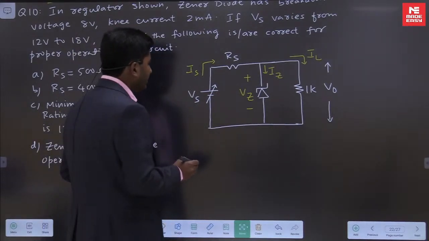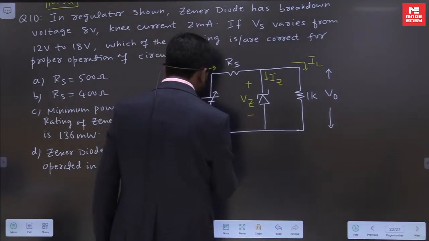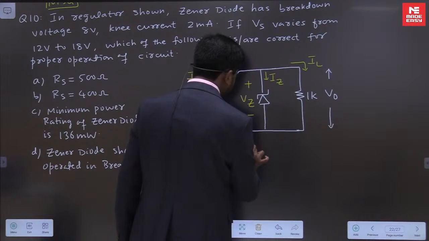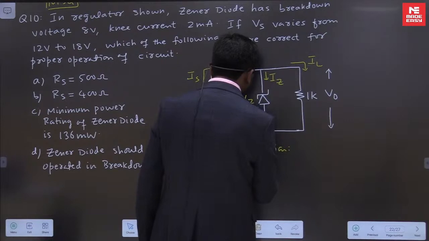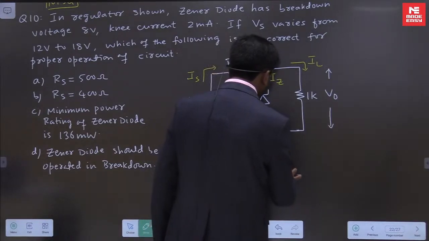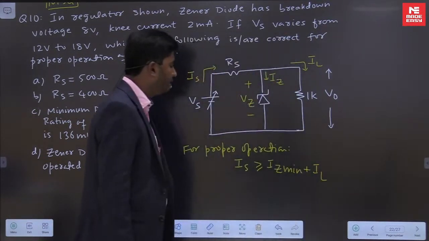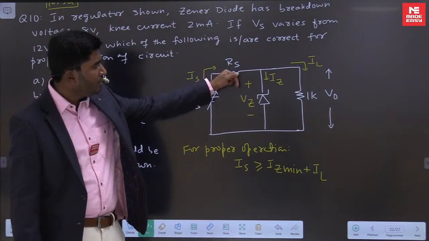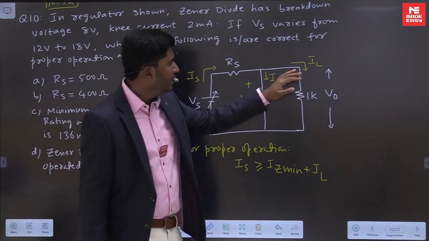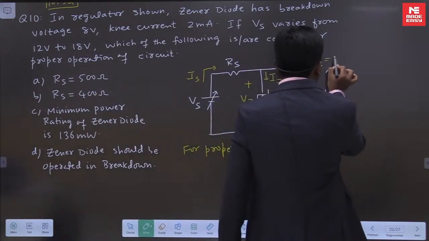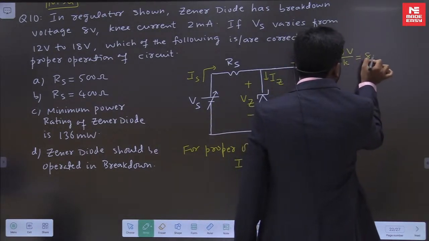तो अगर आप यहाँ पर IS लिखते हैं, let me just write here, for proper operation current IS should be greater than or equal to IZ minimum plus IL. Okay, current in the diode should be at least equal to IZ minimum. At the same time, some current should flow into the load also. Okay, and how much will be load current here? अगर आप load current find करते हैं यहाँ पर, it will be 8 volt divided by 1K. It is like 8 milliampere.